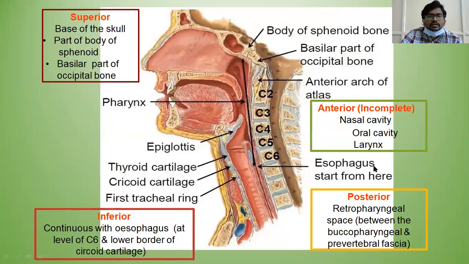Now to summarize the boundaries. Superiorly, it is related to the base of the skull formed by the body of the sphenoid and basilar part of the occipital bone. Inferiorly, it is continuous with the esophagus. Anteriorly, it communicates with the nasal cavity, oral cavity, and larynx. Posteriorly, it is related to the prevertebral fascia and retropharyngeal space.